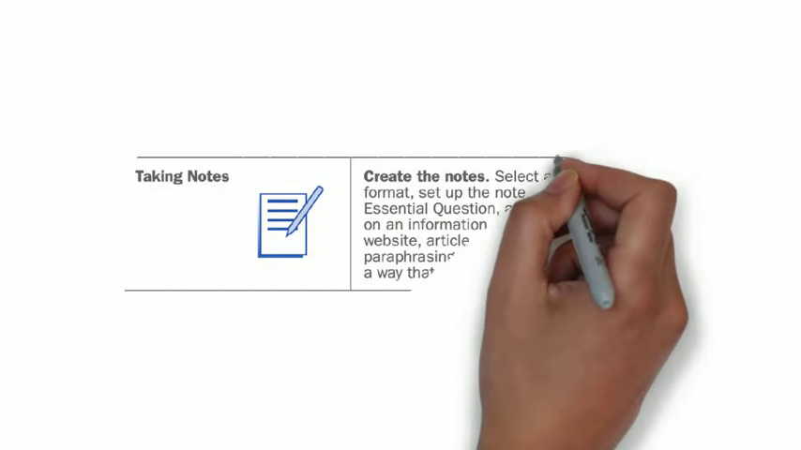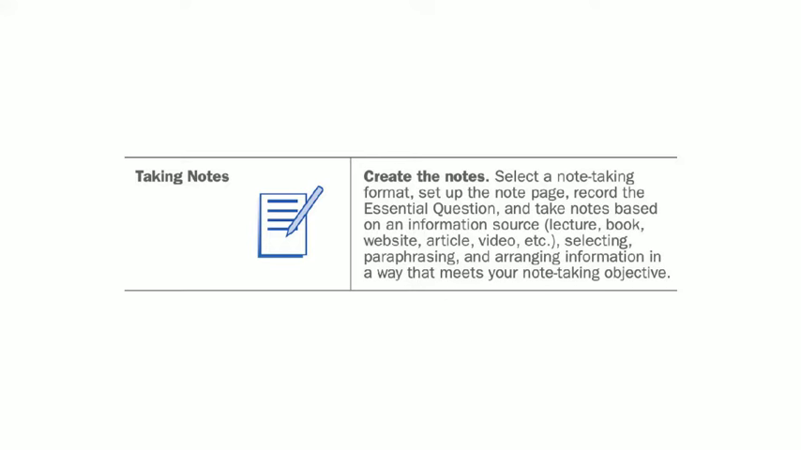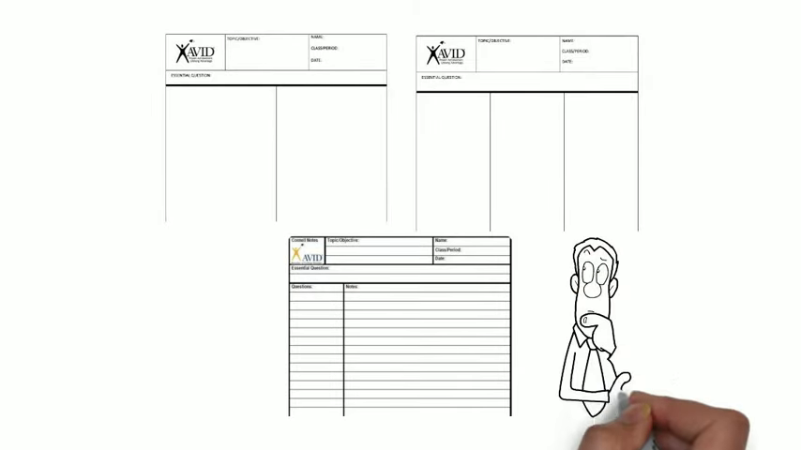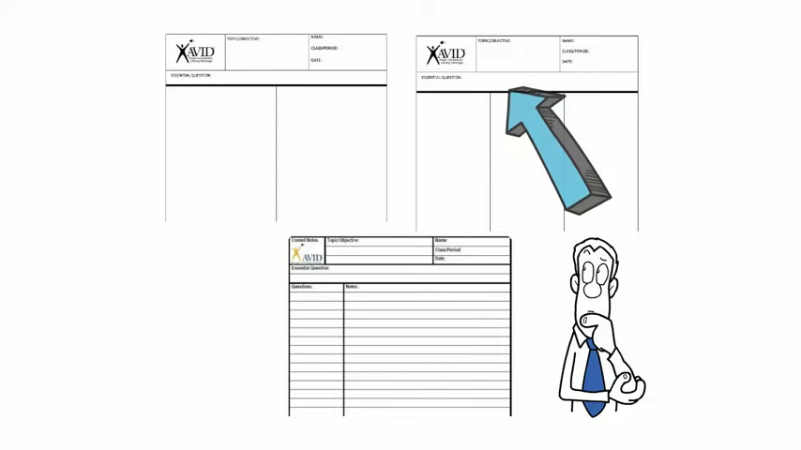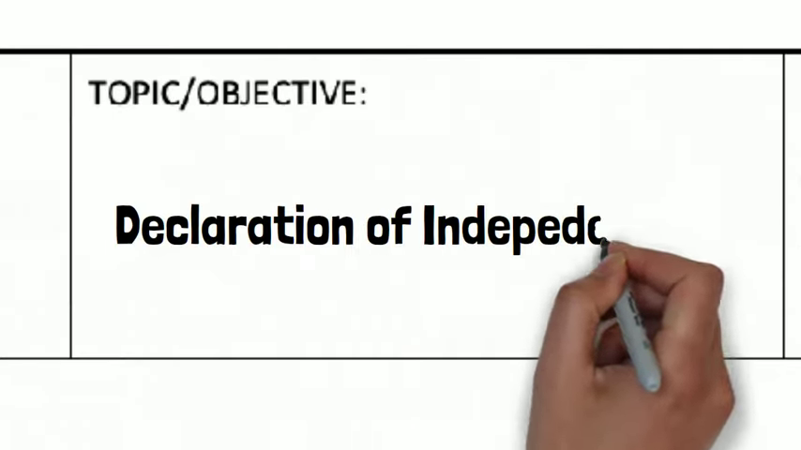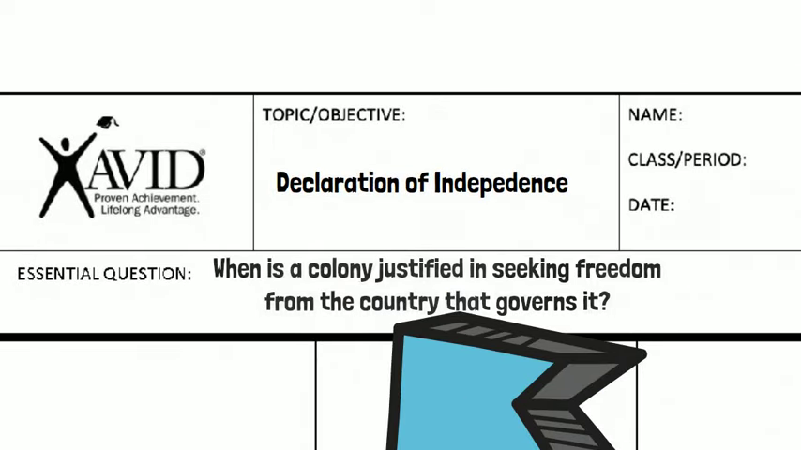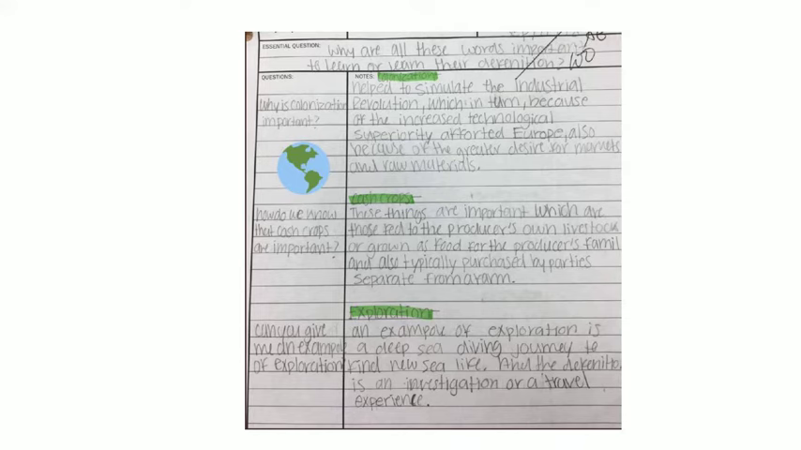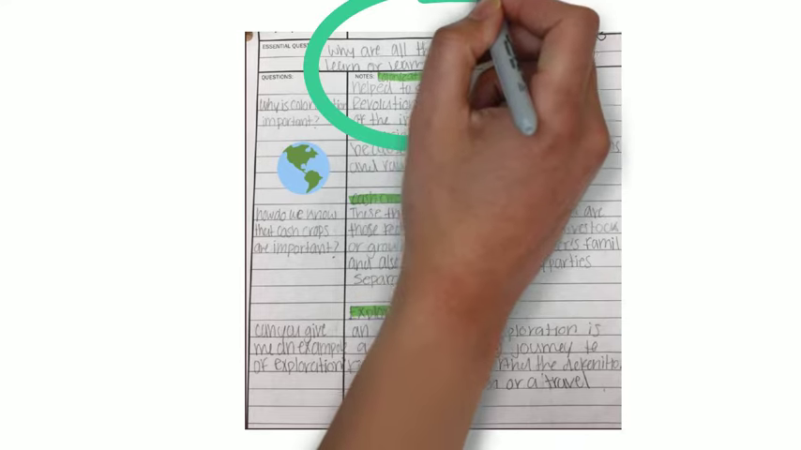The first step of the focus note-taking process is taking or creating notes. Which format you use, 2-column notes, 3-column notes, Cornell notes, it doesn't matter. Find a method that works for you. Just be sure your notes align with a topic and an essential question. Remember, the essential question serves as the roadmap of your thinking. At this step, your goal is to put ideas on paper and make sure those ideas center around an essential question.